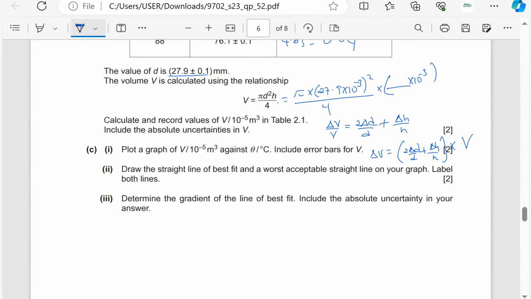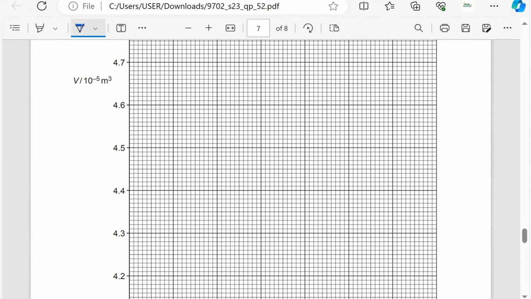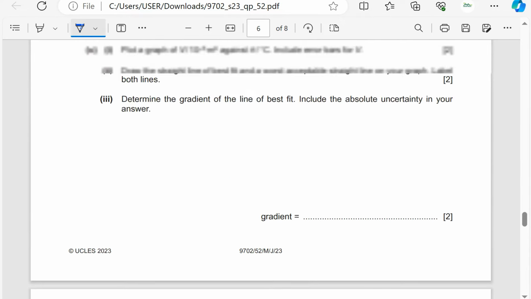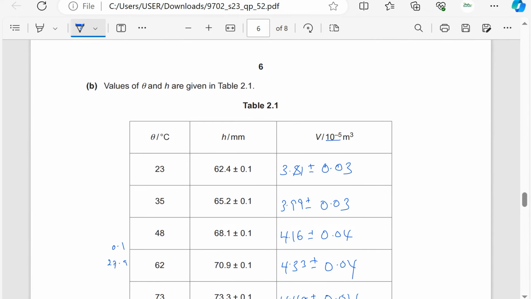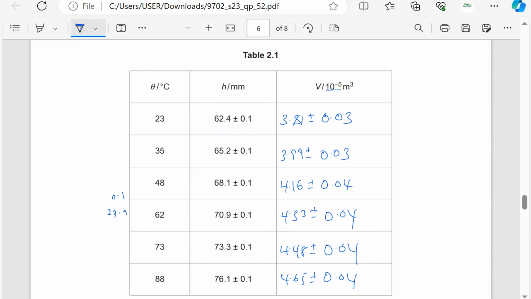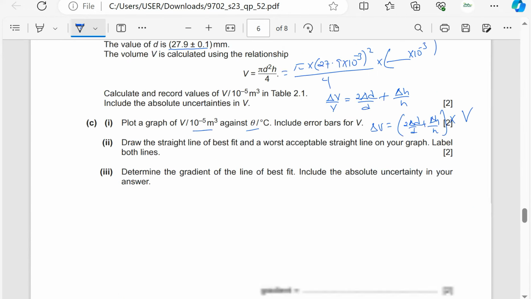So next is to plot a graph of V against theta. Remember, V is times 10 to the power of minus 5. So you must be very careful with that. Okay. So I'm now going to plot the graph. I'll have to write the values down so that I don't always go back to the table. So V against theta. Okay, so I've written the values down.